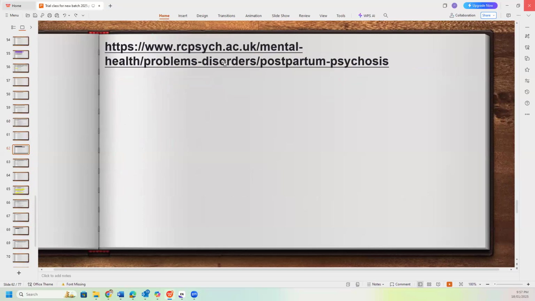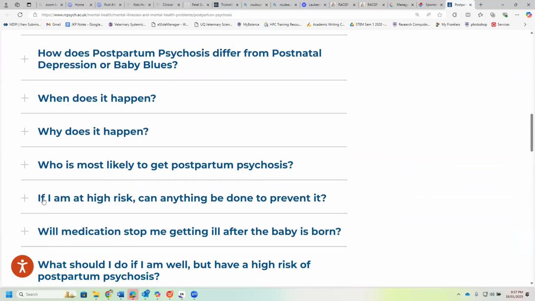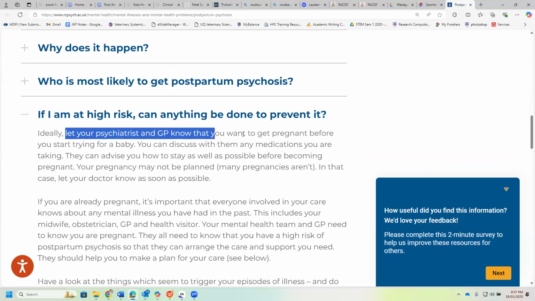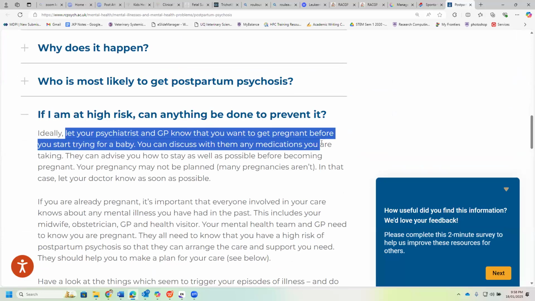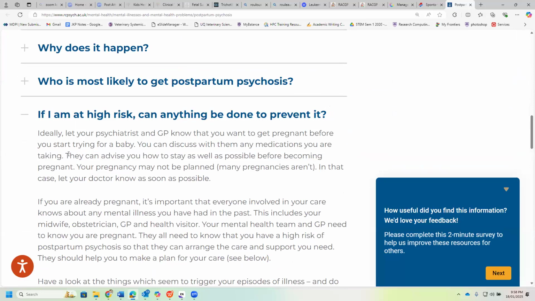All right, let me show this to you guys so that you can have a look. So this is postpartum psychosis. Very good guideline about that. If the patient is at high risk, what can be done to prevent it? Let your psychiatrist and GP know you want to get pregnant before starting to try for a baby. You can discuss with them any medication you are recently taking so that they can change to an antipsychotic that doesn't cause congenital abnormalities in the baby.